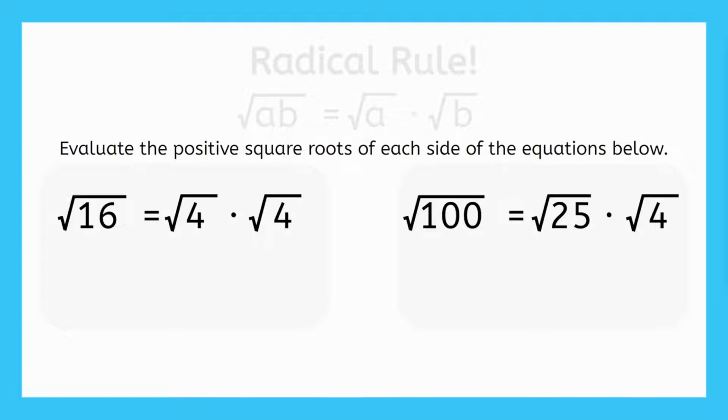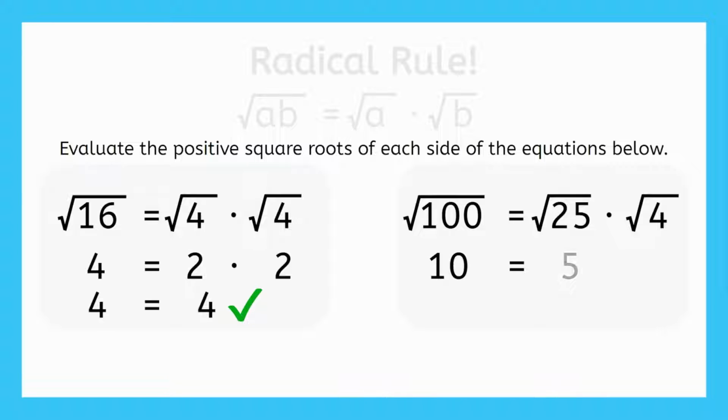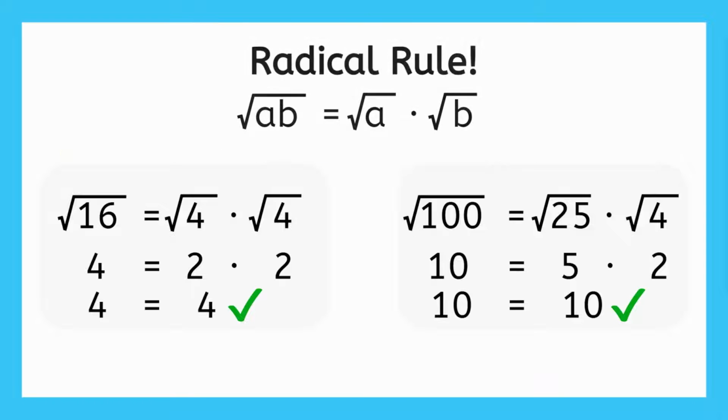The positive square root of 16 is 4, and on the other side, the square root of 4 is 2, giving us 2 times 2, which equals 4. And in the next equation, the square root of 100 is 10. And on the other side of the equation, the square root of 25 is 5, and the square root of 4 is 2. And 5 times 2 is 10. The rule works. And I think it might be the password we need.